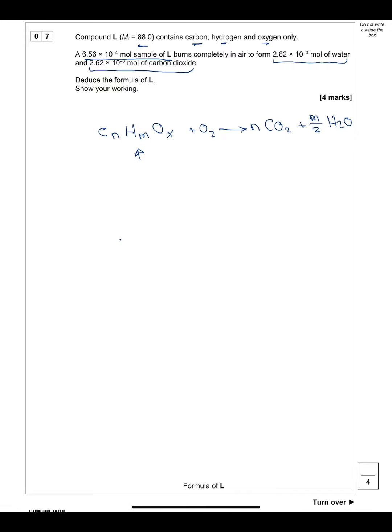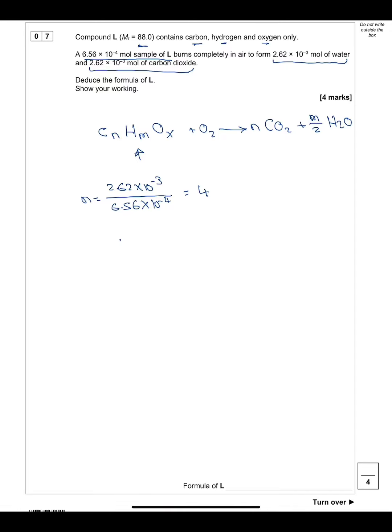So the number of carbon atoms, N, will equal the moles of carbon dioxide produced, which is 2.62 times 10 to the minus 3, divided by the moles of the compound that reacted, which is 6.56 times 10 to the minus 4. That will give us 4.